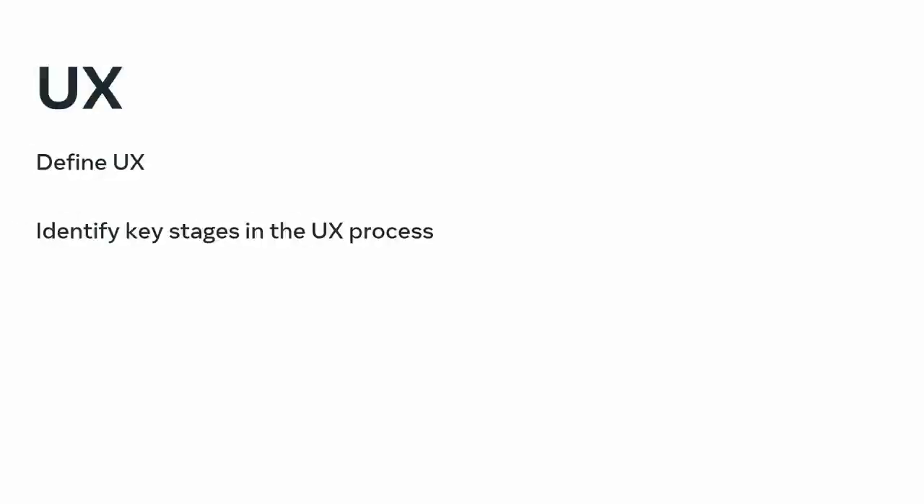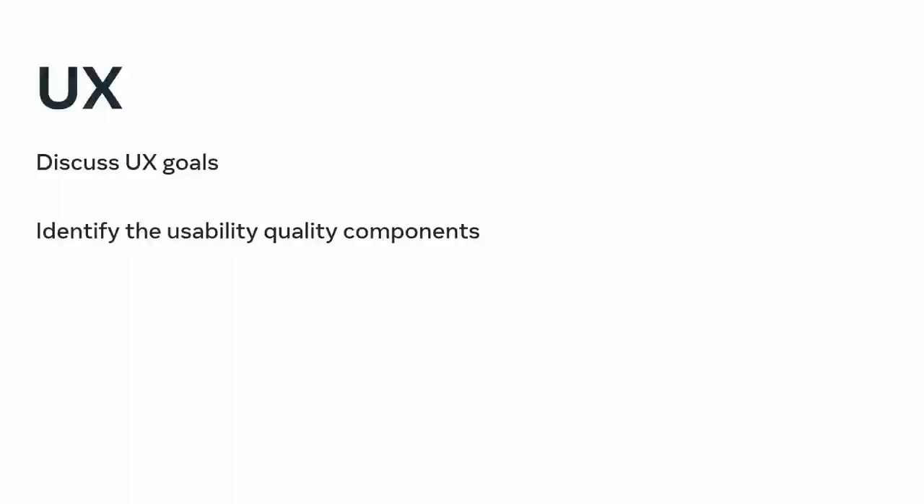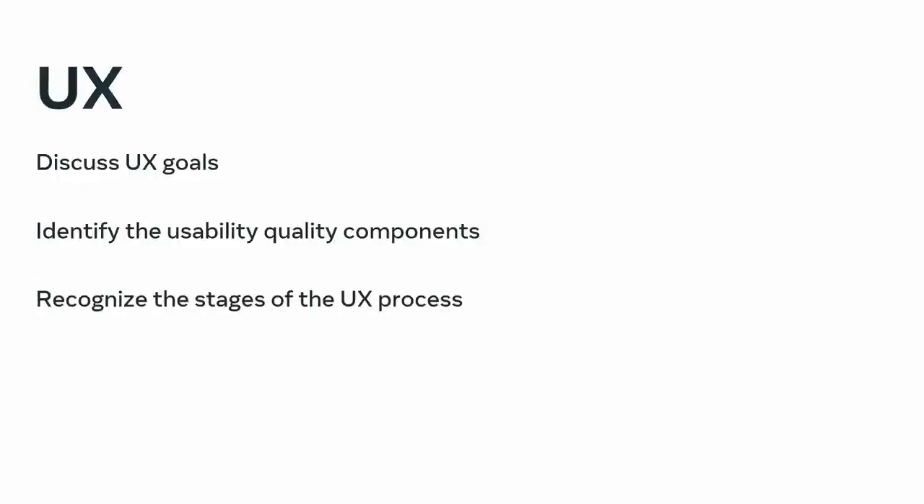After you covered an introduction to UX and UI, you progressed to Lesson 2, where you focused on UX. In this lesson, you learned to define UX and identify the key stages in the UX process. Now, you are also able to discuss UX goals and identify the usability quality components. They are learnability, efficiency, memorability, error, and satisfaction. Still in Lesson 2, you covered an overview of the UX process where you recognized each of the stages: empathize, define, ideate, iterate, and test.